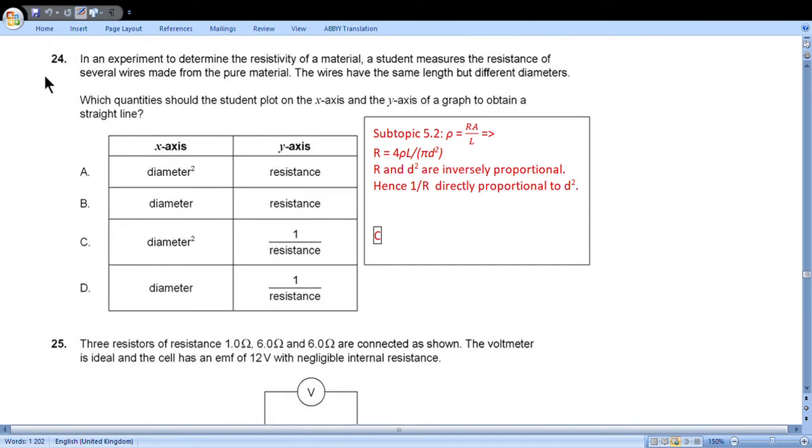Question 24. In an experiment to determine the resistivity of materials, students measure the resistivity of several wires made from pure materials. The wires have the same length but different diameters. Which quantity should the student plot on the x-axis and on the y-axis to obtain a straight line? Subtopic 5.2, resistivity. Resistance equals 4 rho L over pi d squared. R and d squared are inversely proportional, hence 1 over R is directly proportional to d squared. So 1 over R against d squared, and we choose answer C.